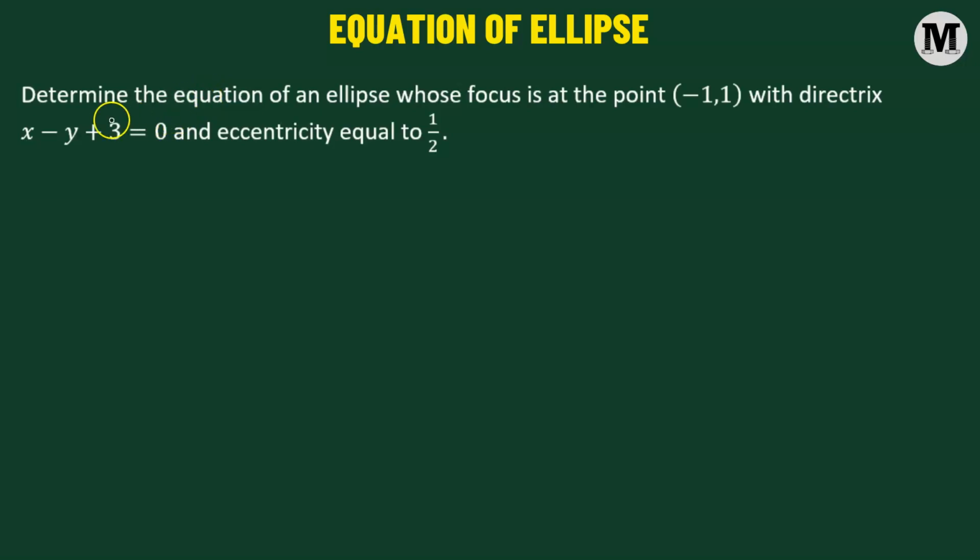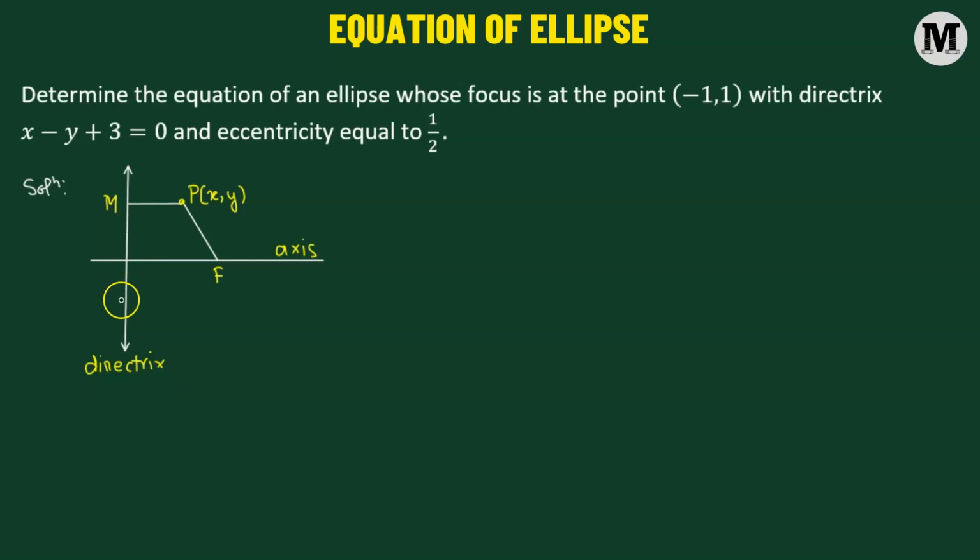So in this problem, we need to determine the equation of an ellipse whose focus is at the point (-1, 1), with directrix given by x minus y plus 3 equals 0, and the eccentricity of the ellipse is 1/2. Let's begin. Let's try to understand the problem graphically first.